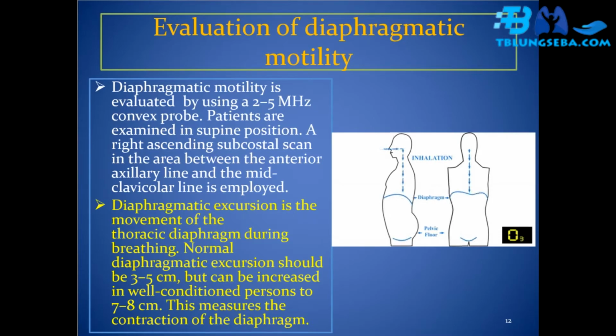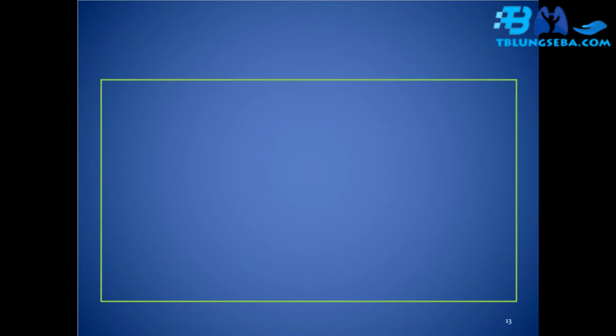Diaphragmatic excursion is the movement of the thoracic diaphragm during breathing. Normal diaphragmatic excursion should be 3 to 5 centimeters, but can be increased in well-conditioned persons to 7 to 8 centimeters. This measures the contraction of the diaphragm.